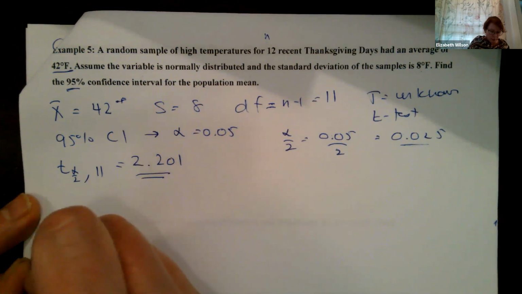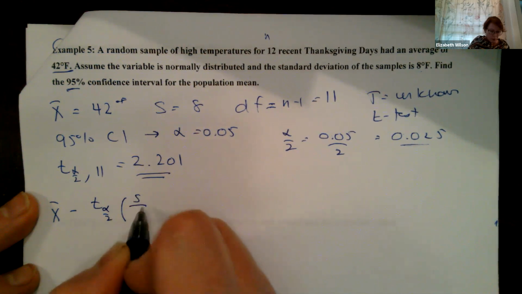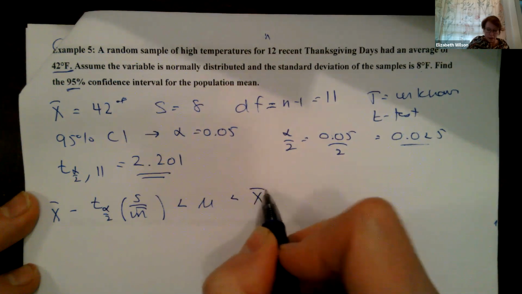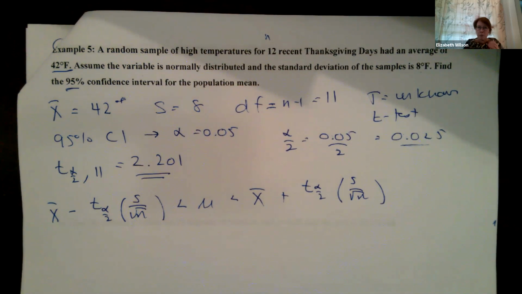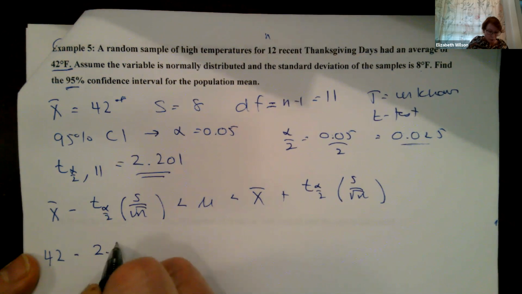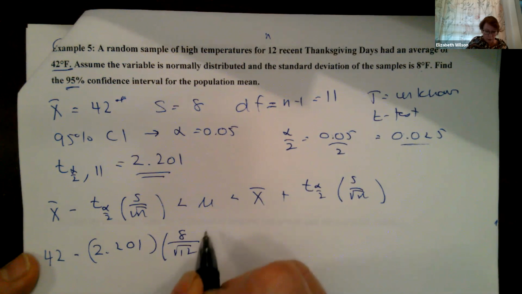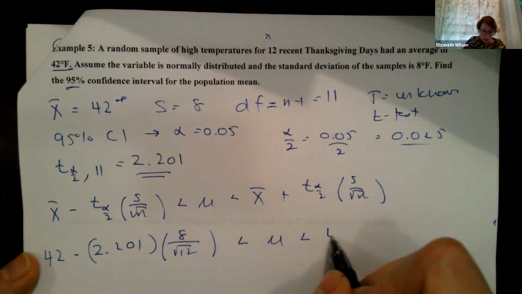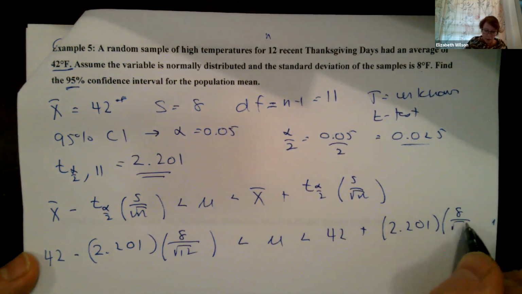Okay, so I'm going to plug this into my confidence interval. x bar minus t alpha over 2, sample standard deviation over radical n, is less than my mean, which is less than x bar plus t alpha over 2, sample standard deviation over radical n. So now I'm going to plug in the values that we have. This is 42 minus 2.201 times 8 over radical 12, less than my mean, so my mean is going to be between these numbers here, 42 plus 2.201 times 8 over radical 12.